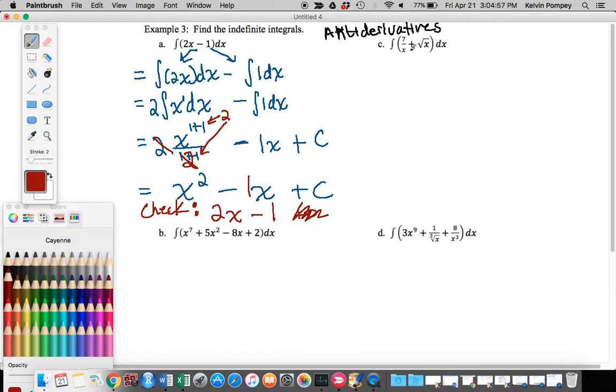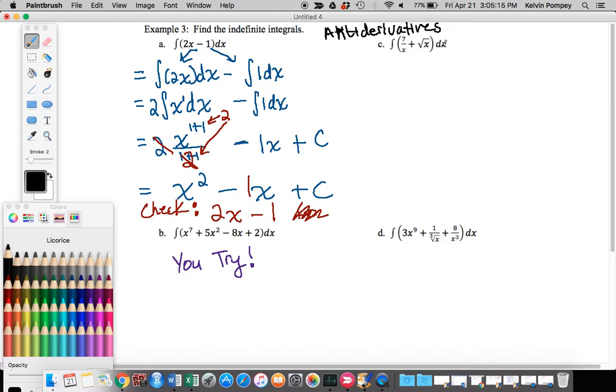Let's look at example C here. I'm going to leave example B for you to try. Okay, I'm going to go to example C here, where we have the indefinite integral of 7 over x plus the square root of x dx.